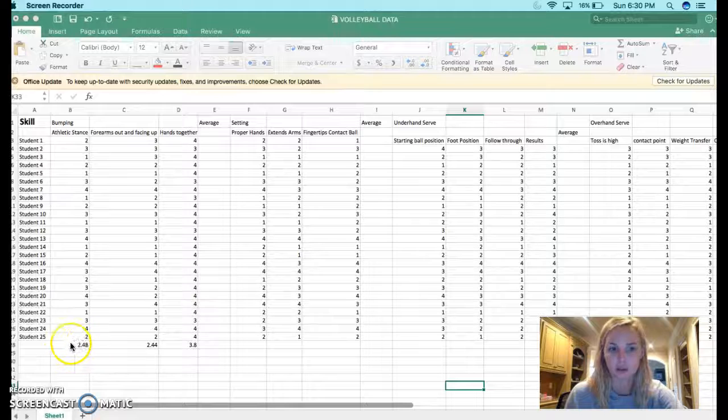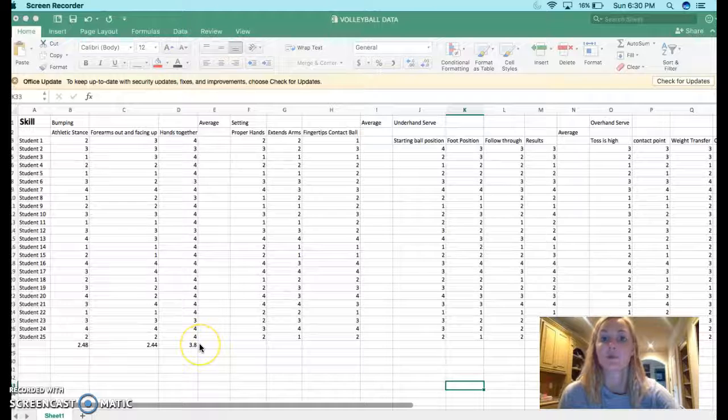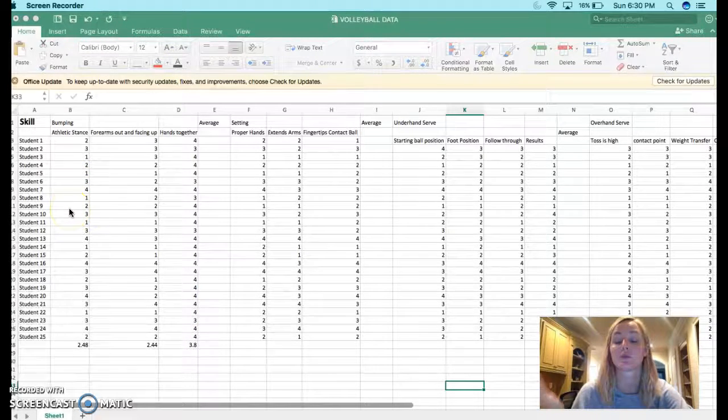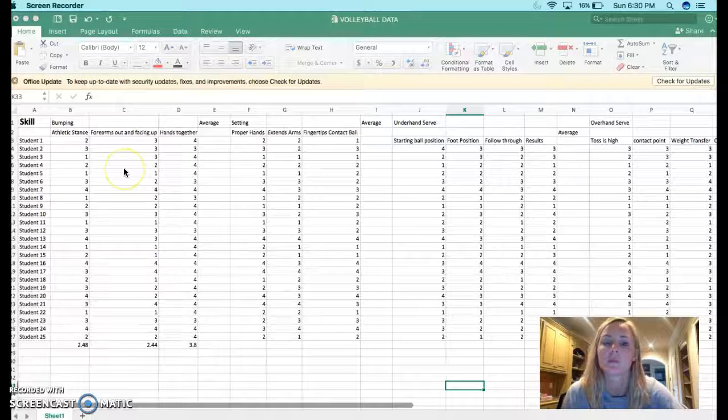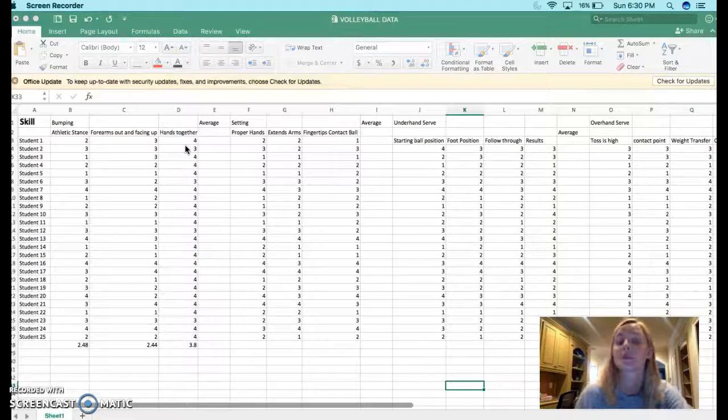So at the bottom right here, you'll see the average for athletic stance, the average for forearms facing out, and the average for hands together. The range for this data would be a 3 because students could score a 4 or students could score a 1. So the range would be a 3. Same for forearms. For hands together, students scored a 4 and the lowest was a 3. So that range would be a 1.